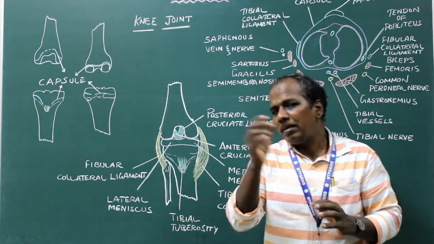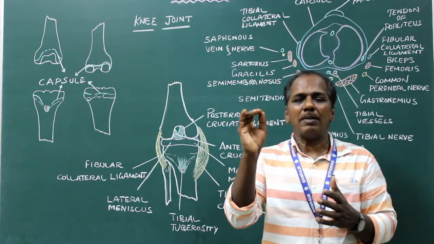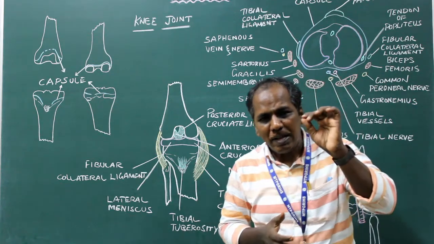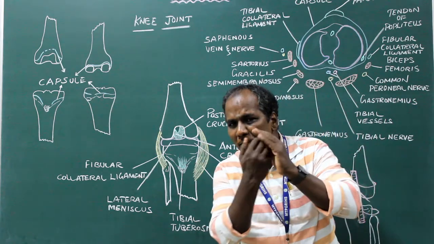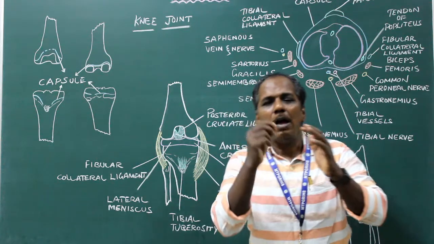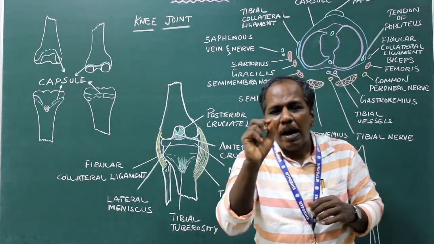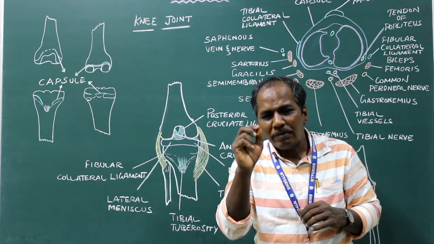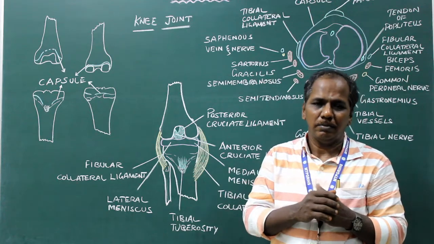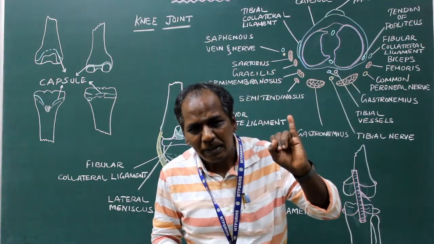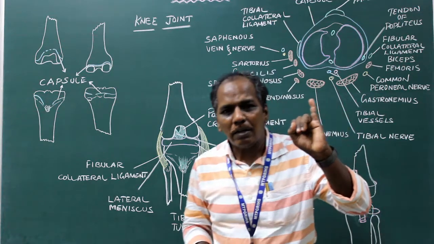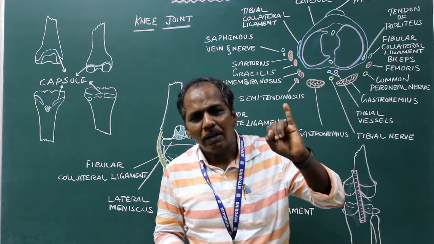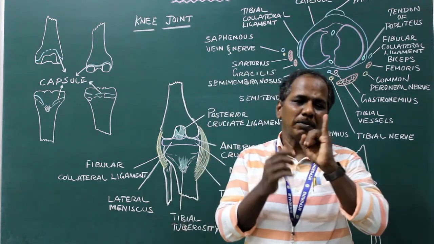The inner surface of the capsule is lined by synovial membrane. So the synovial membrane lines the inner surface of the capsule and also the non-articular parts of the condyles of the tibia and femur of the knee joint.